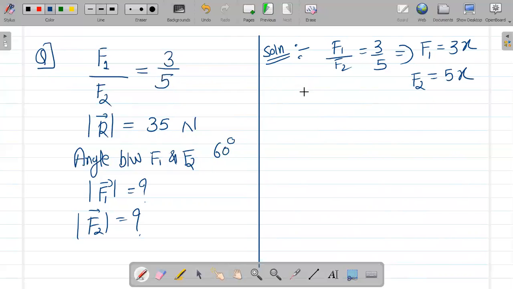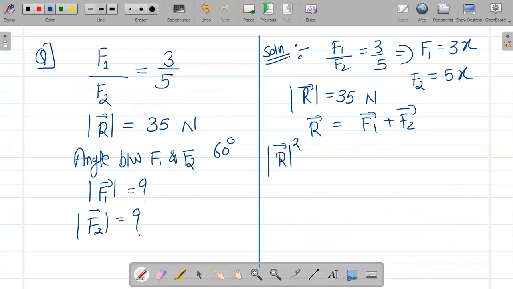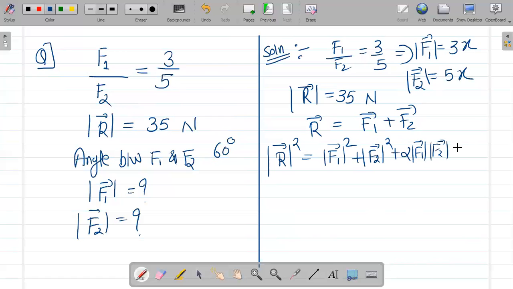And the value of R, the resultant, is given as 35 Newton. Resultant is actually the addition of F1 and F2. So we can write the formula for the resultant. The resultant square is equal to the magnitude of F1 square, where this is the magnitude of F1 and this is the magnitude of F2, 5x, plus the magnitude of F2 square plus 2 F1 F2 cos theta. This is the formula.